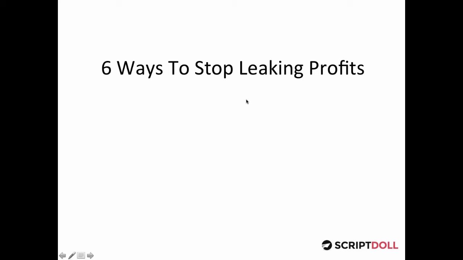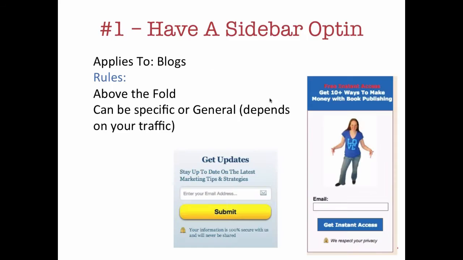Okay, so here's 6 ways we can stop leaking profits. So number 1 is, and I'm going to tell you where this all applies to. So number 1 is to have a sidebar opt-in, and this obviously just applies to your blog. It's not really on a sales letter. You don't really put a sidebar opt-in on your sales letter. And the rules of a sidebar opt-in is that it should be above the fold, so the user doesn't have to actually scroll down to see that you have a sidebar opt-in.